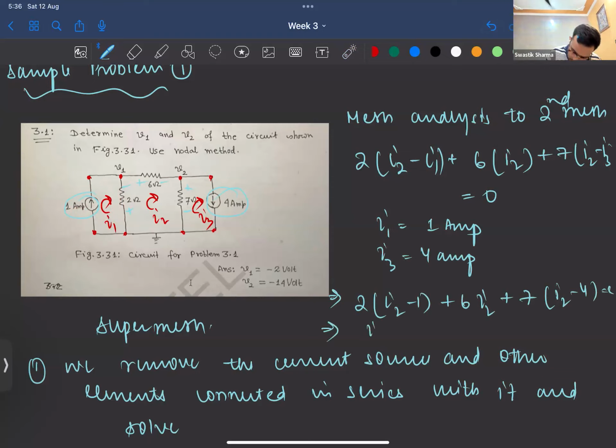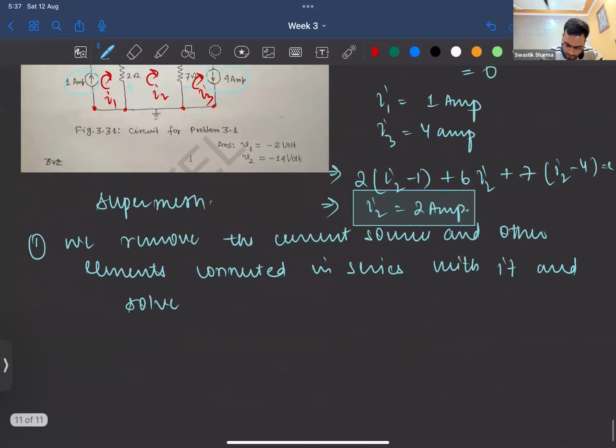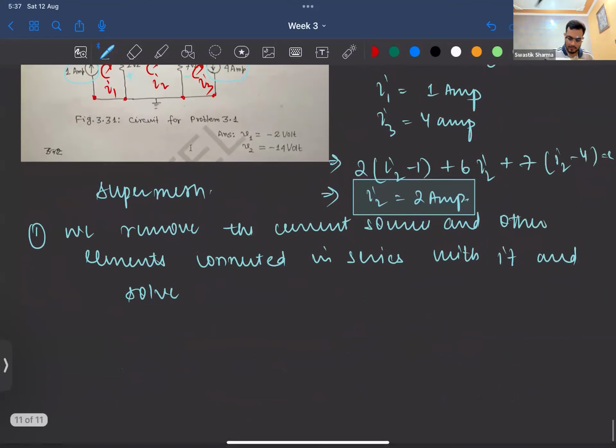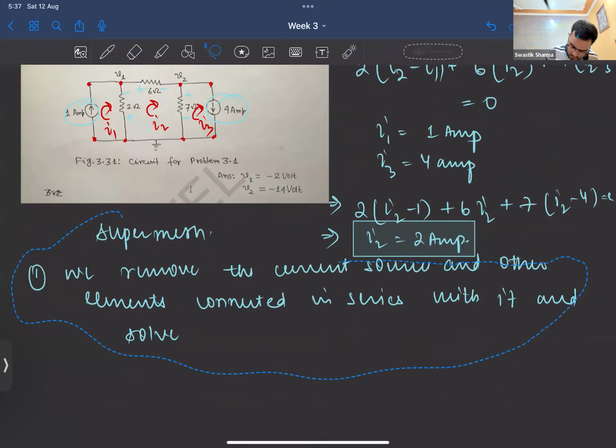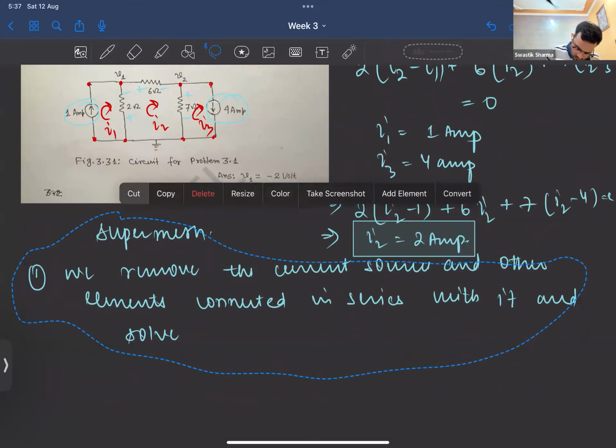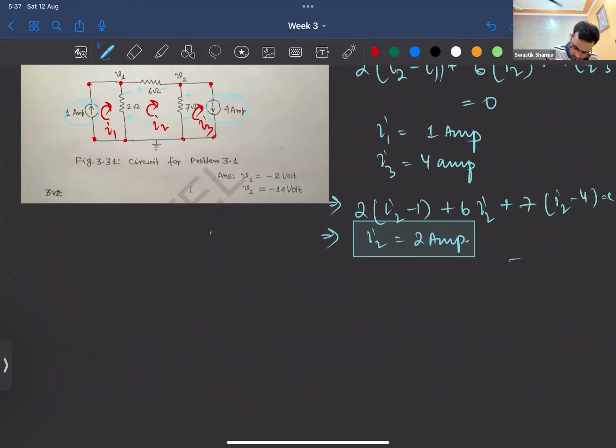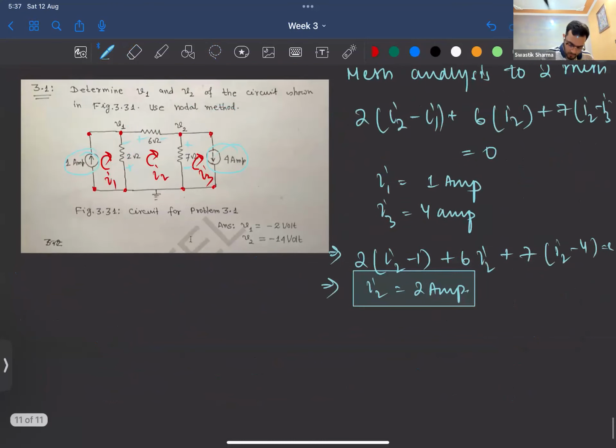So it will come out to be -2. So I2 would come out to be 2 amperes. And from that, you can easily find out what V1 would be, right? Now, this is done. Let's find out what V1 is. So what would be V1?